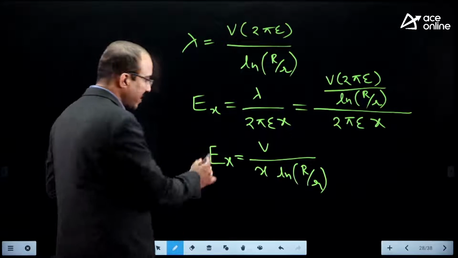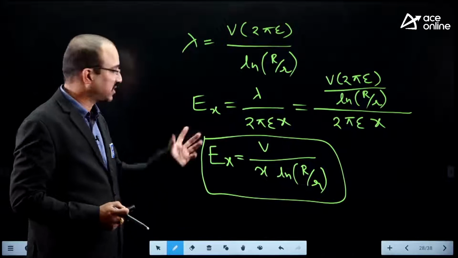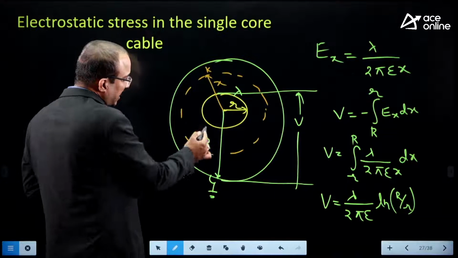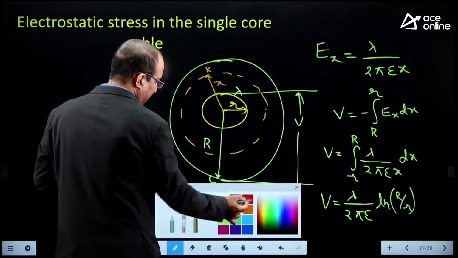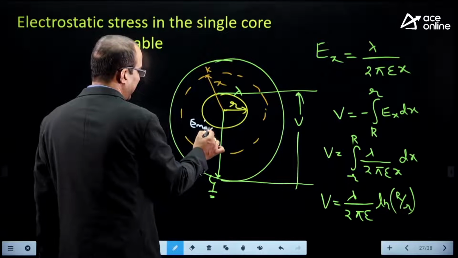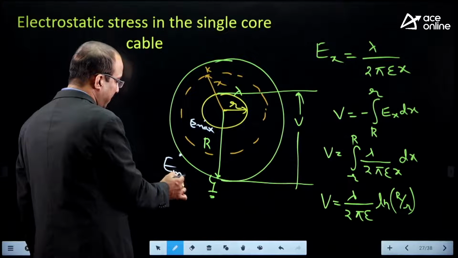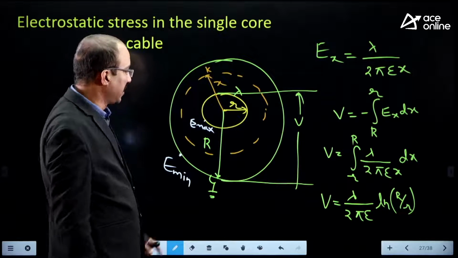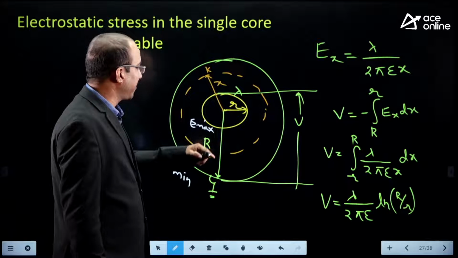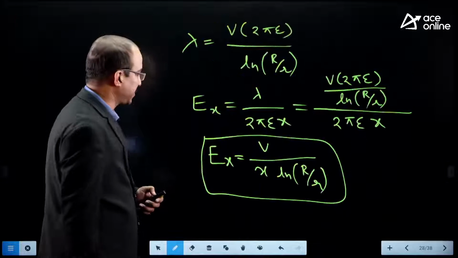Now by using this relation we can calculate where the maximum stress will be and where the minimum stress will be. Electrostatic stress is maximum at the surface of the conductor because it is operating at voltage V, and electrostatic stress is minimum at the sheath because the sheath is at ground potential. So when x is equal to small r you get the maximum stress, and when x is equal to capital R you get the minimum stress.